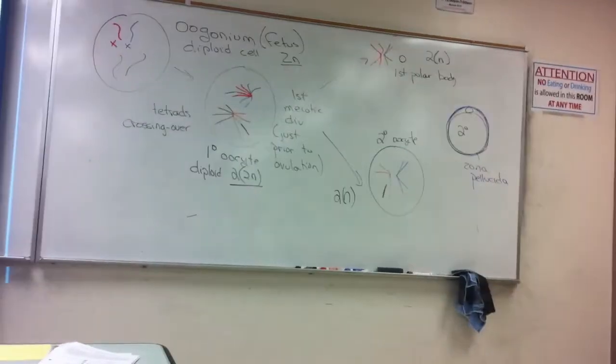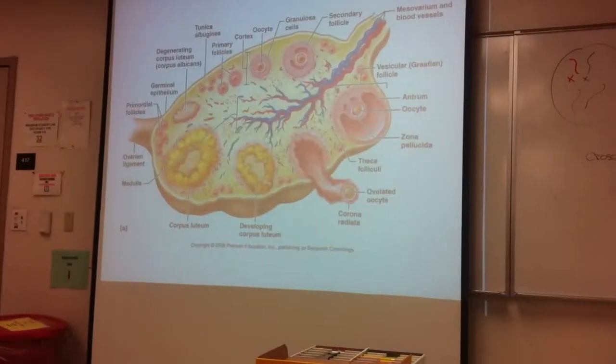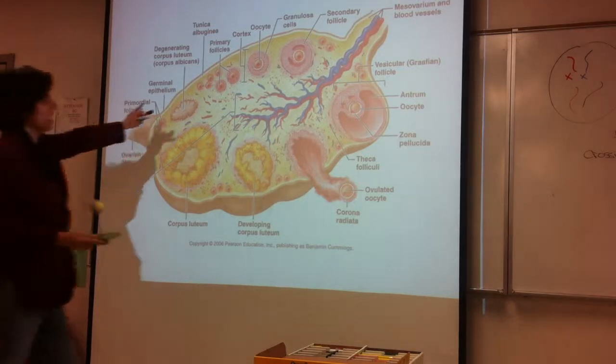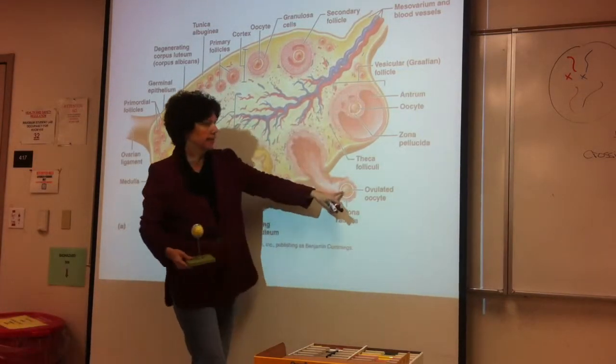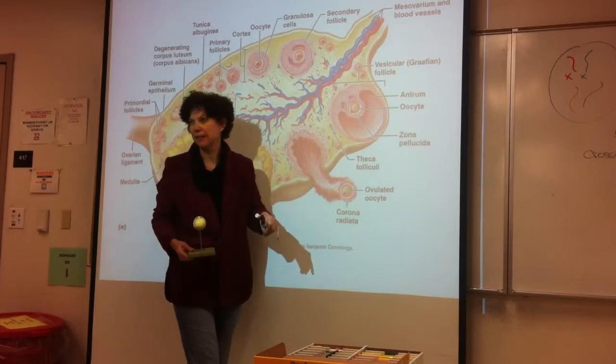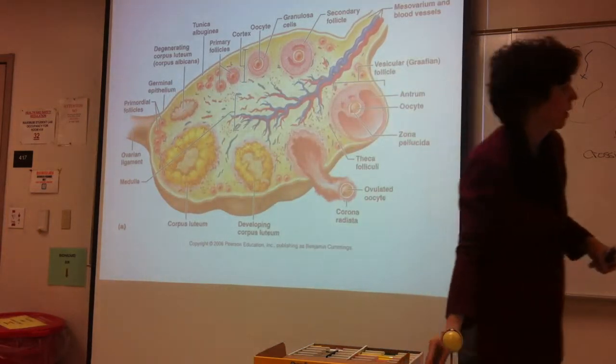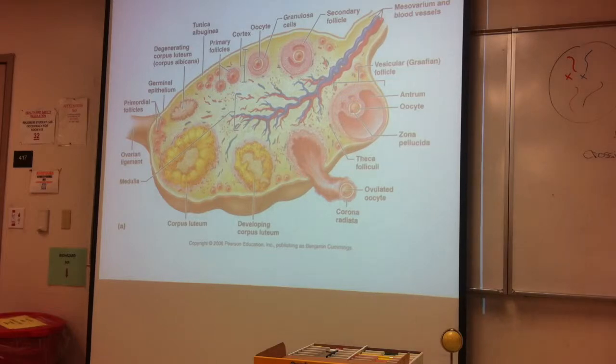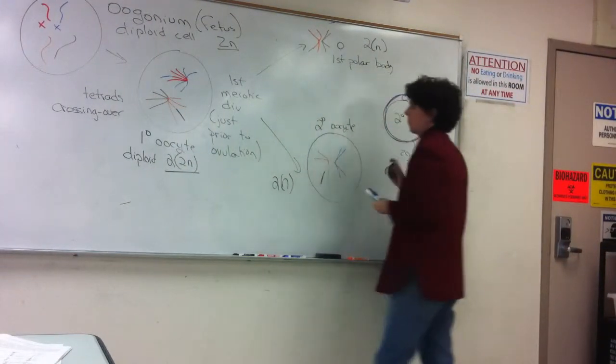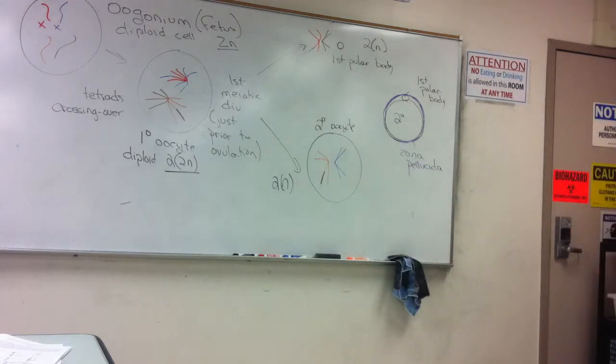So we look at the diagram up here. These are all primary oocytes. This is a secondary oocyte and the first polar body. Now, if it never meets up with the sperm, and even if it does meet up with the sperm, but the sperm don't make their way through the zona pellucida, this is the way the cell stays.